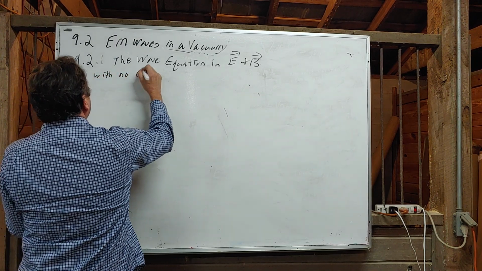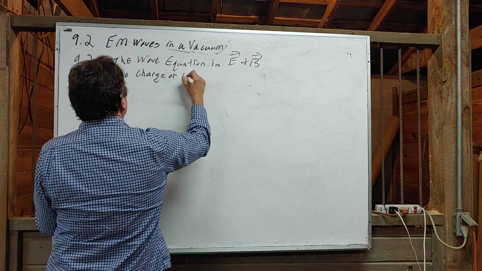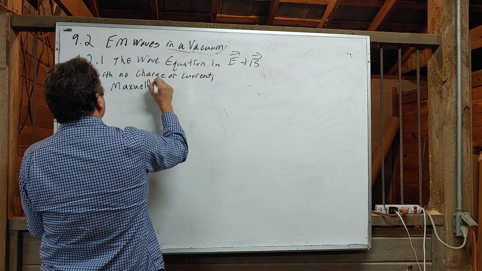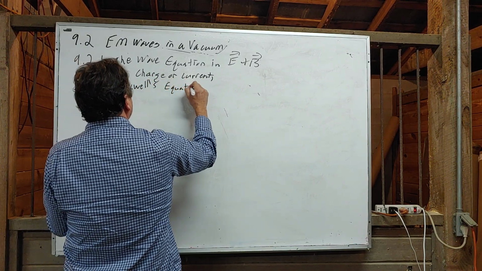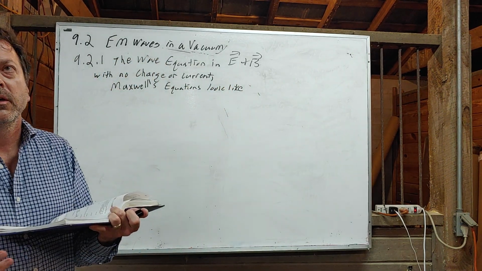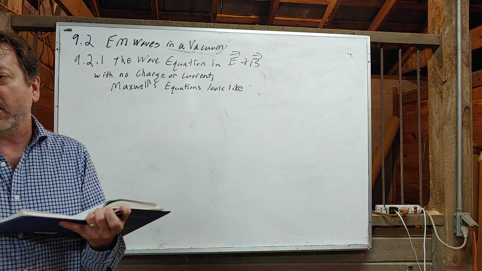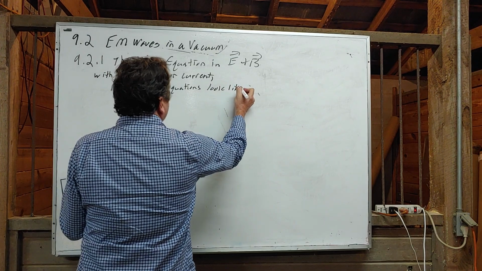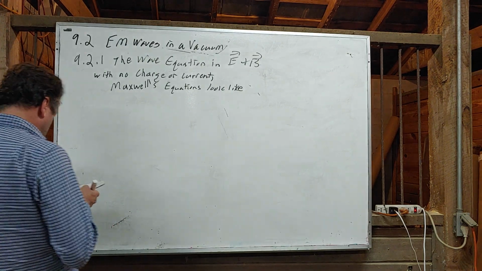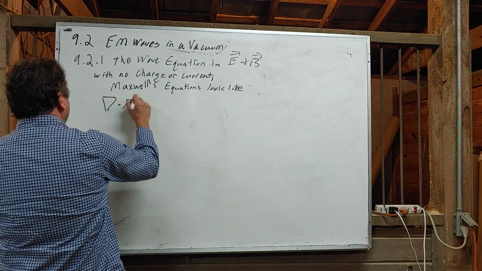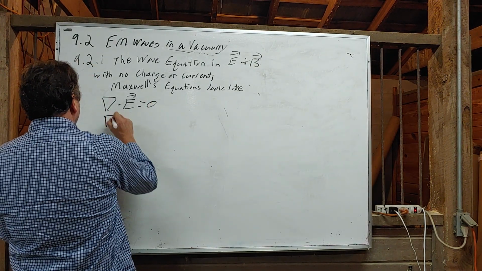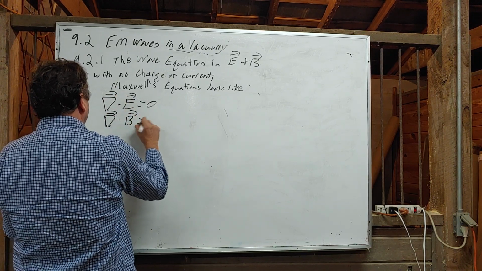With no charge or current, Maxwell's equations look like this, and this is what happens when there's no charge or current nearby. You've got this wave traveling. What governs it? Well, del dot E equals 0. That's Gauss's law. Del dot B equals 0.